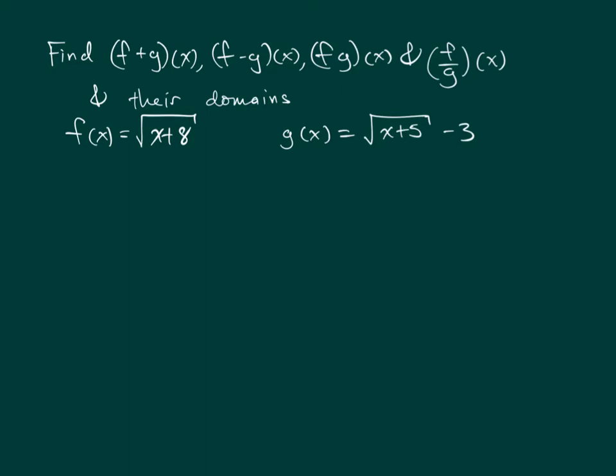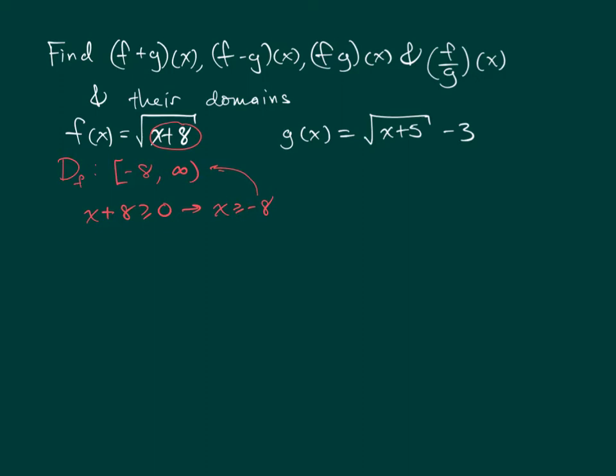The first thing we should do is find the domain for each of these functions individually. So I'm going to write it like this. The domain of f will be -8 to infinity. And you figure that out by taking what's on the inside, this x plus 8, what's known as the radicand, and you set it to be bigger than or equal to 0. And when you solve that for x, you get x is greater than or equal to -8, which translates into this interval notation.